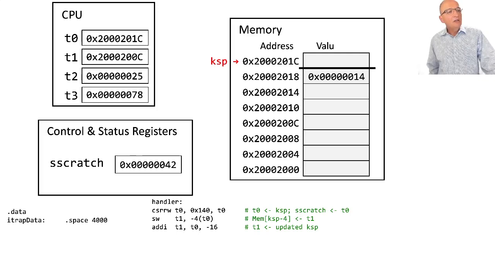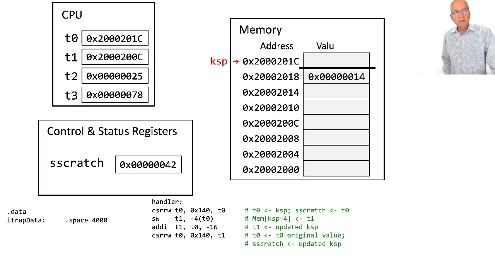And now what I'm going to do is to exchange the values in this way. That's why this atomic read-write instruction admits two registers. So I'm going to move the value that is currently in CSR 140, that is the 42, into T0. And I'll move the value that's in T1 into the scratch register. So this is what happens.